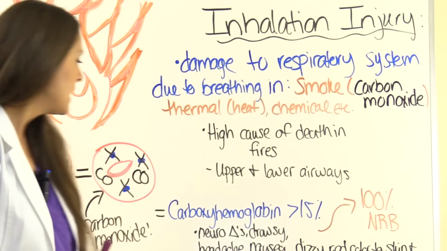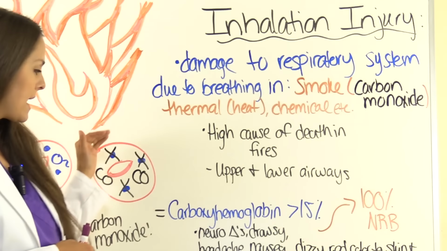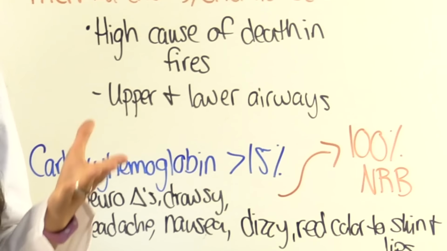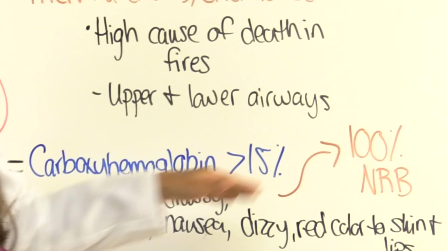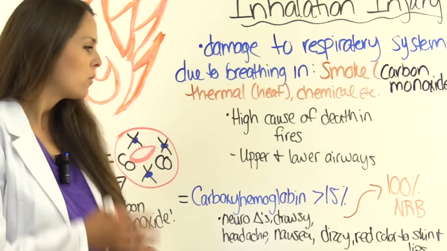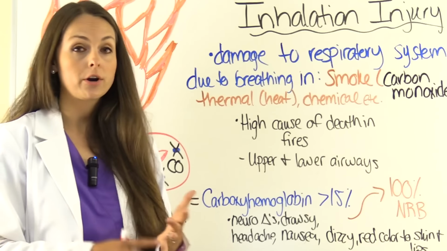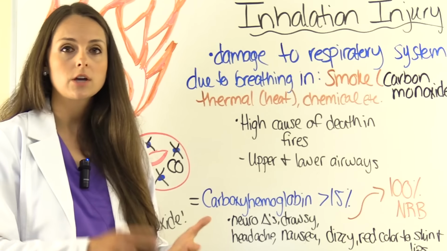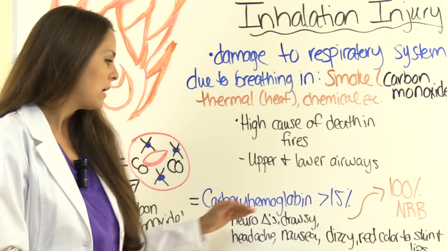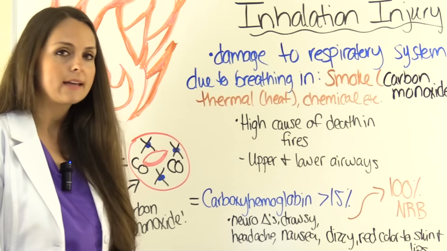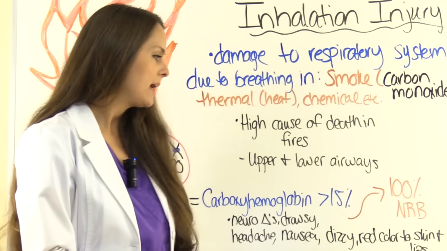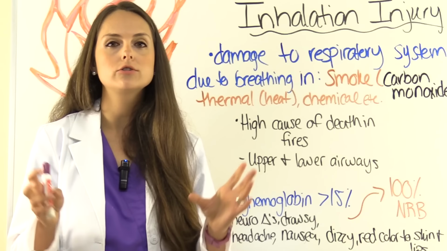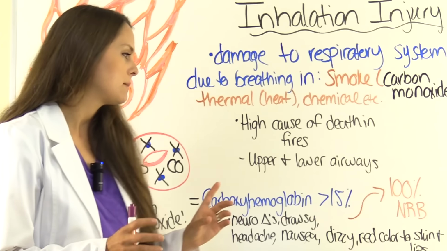Well, they will draw labs and check what's called a carboxyhemoglobin level, and if carbon monoxide poisoning is in the patient's system, it'll be greater than 15%. So what can you see in these patients? You're going to see neurostatus changes. They're not getting as much oxygen as they need, so they can even go into a coma. They'll be confused, drowsy, with headache, nausea, and dizziness, and some patients, if it's really severe, can have this bright cherry color to their skin or to their lips.